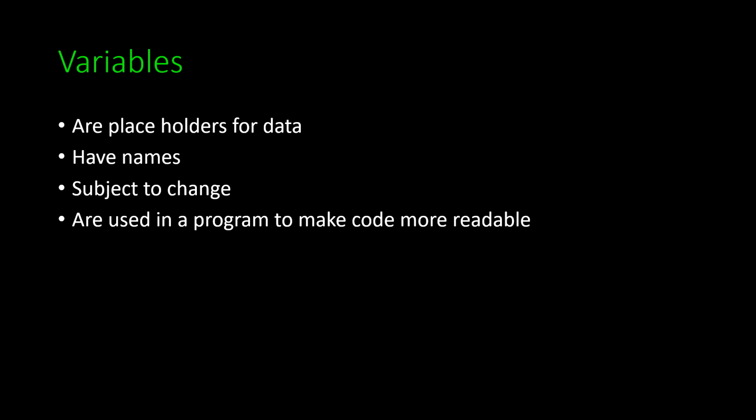Throughout your program, the value of a variable can change if it's up to the programmer, and this is in contrast to constants, which once declared and initialized cannot be changed when the code is running. Variables are used in the program to make code more readable. So instead of using values in calculations, you can store values and then use their names within calculations to help read your code better.